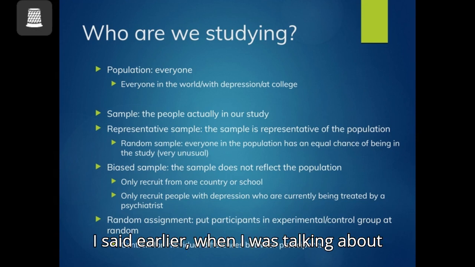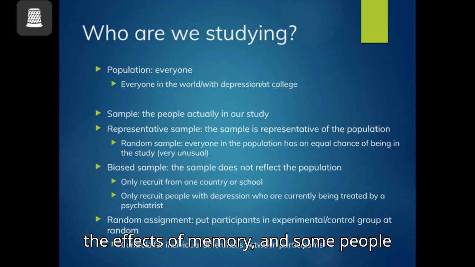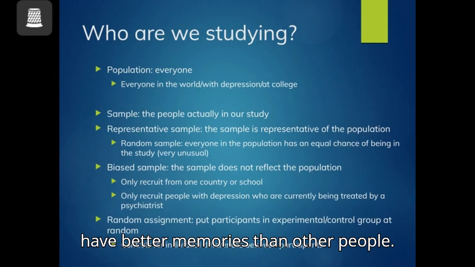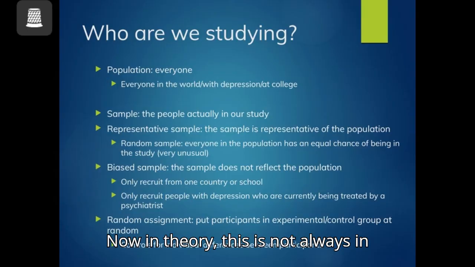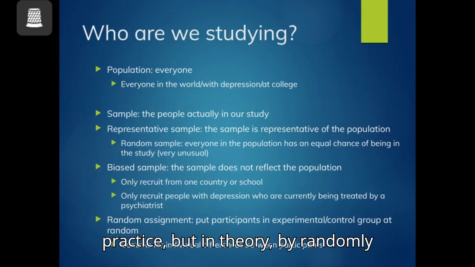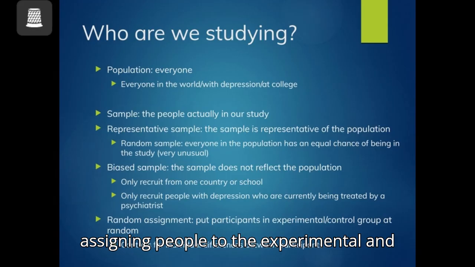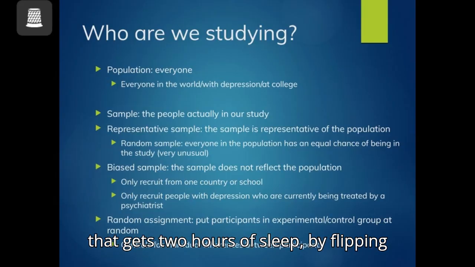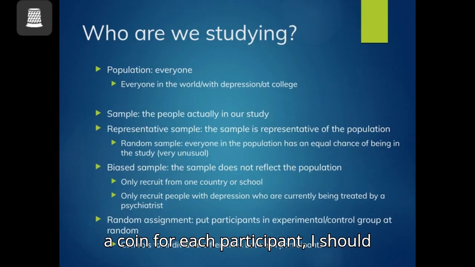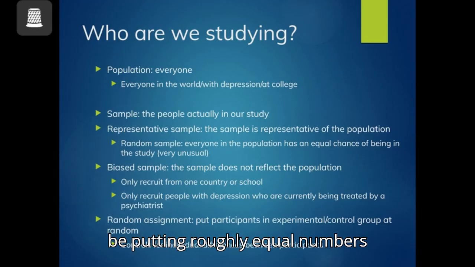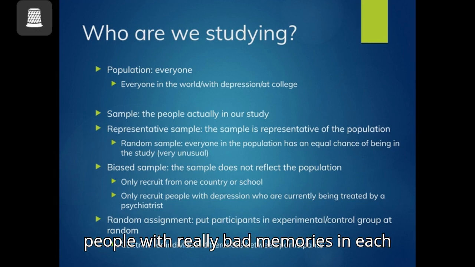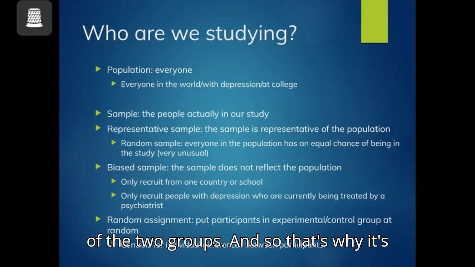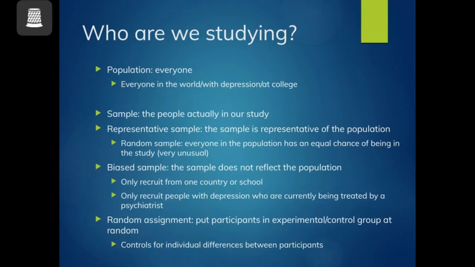So like I said earlier, when I was talking about the effects of memory, some people have better memories than other people. Now, in theory, this is not always in practice, but in theory, by randomly assigning people to the experimental and the control groups, or to the group that gets 8 hours of sleep and the group that gets 2 hours of sleep, by flipping a coin for each participant, I should be putting roughly equal numbers of people with really good memories and people with really bad memories in each of the two groups. And so that's why it's really important to do this random assignment.